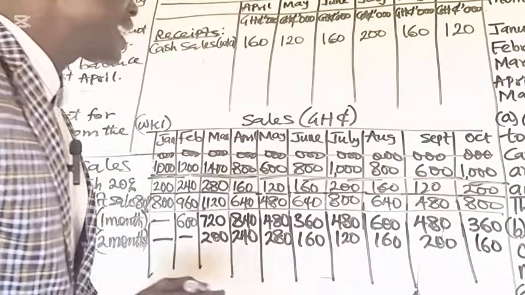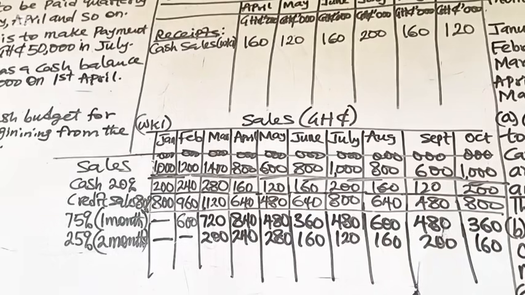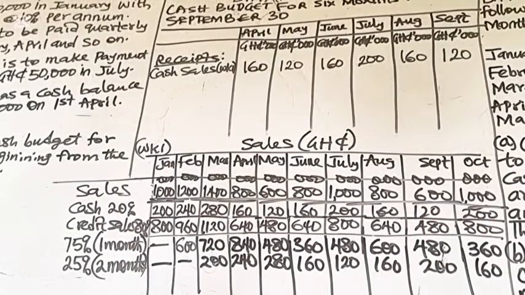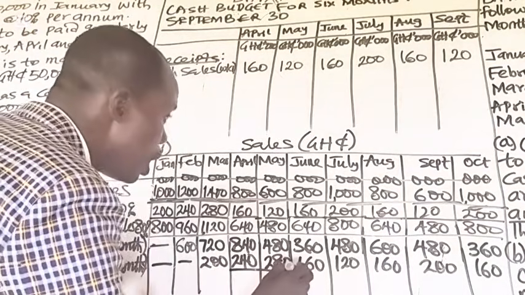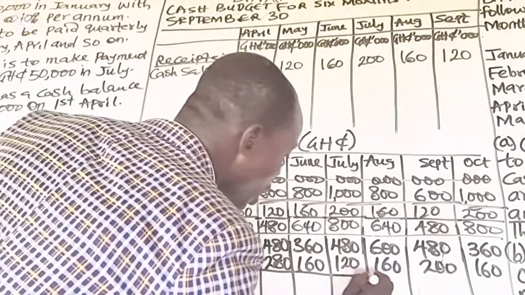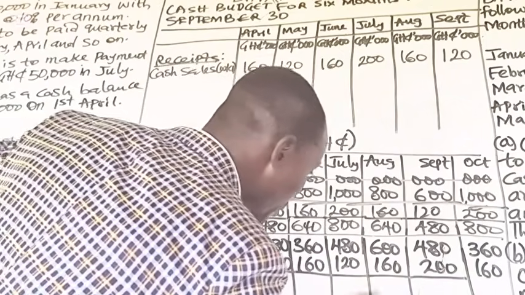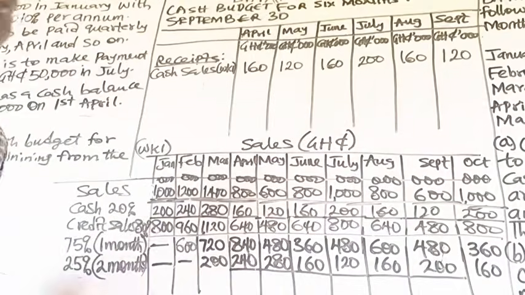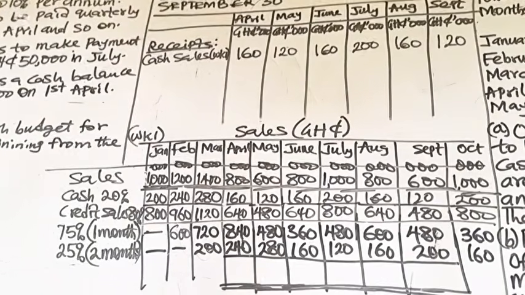But if you look at our budget period, it spans from the month of April to September. So let me just sum up those ones that relate to our budget period: April, May, June, July, August, September. Any period outside our budget period, let me just ignore those ones. They are not relevant to our solution.